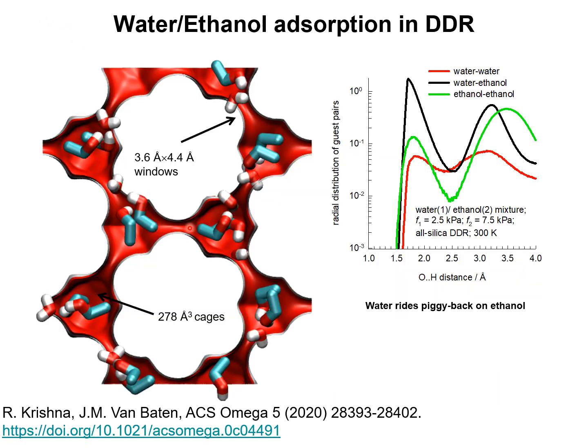The fourth scenario we consider, in which the IAST fails to provide a quantitative description of mixture adsorption equilibrium, is for water alcohol adsorption in zeolites and MOFs. I illustrate that for the case of water ethanol adsorption in DDR zeolite. DDR consists of cages of 278 cubic angstrom, and each cage is separated from an adjacent cage by windows that are approximately 4 angstrom in size.